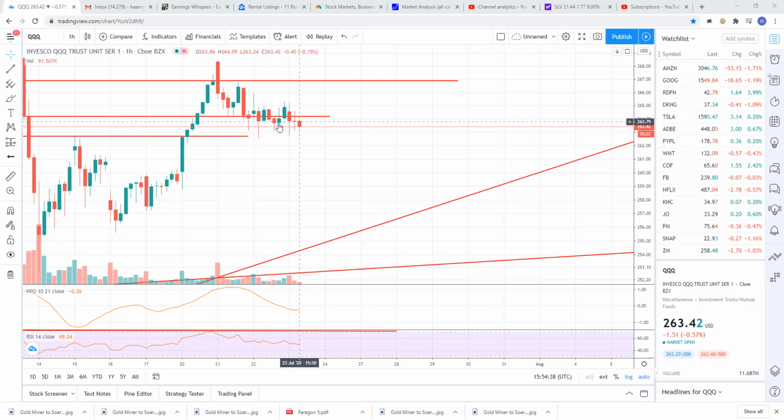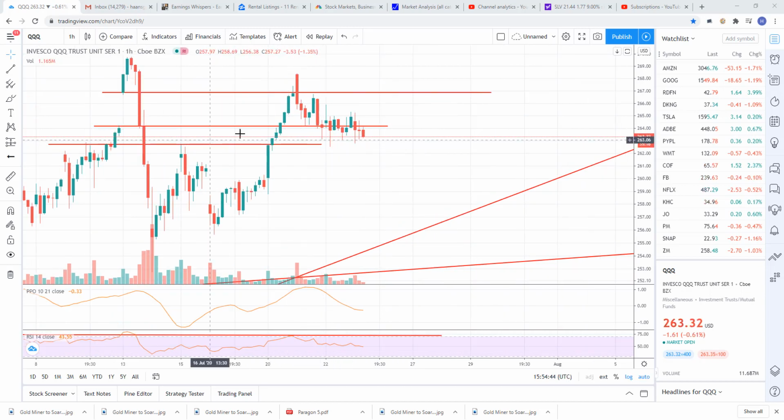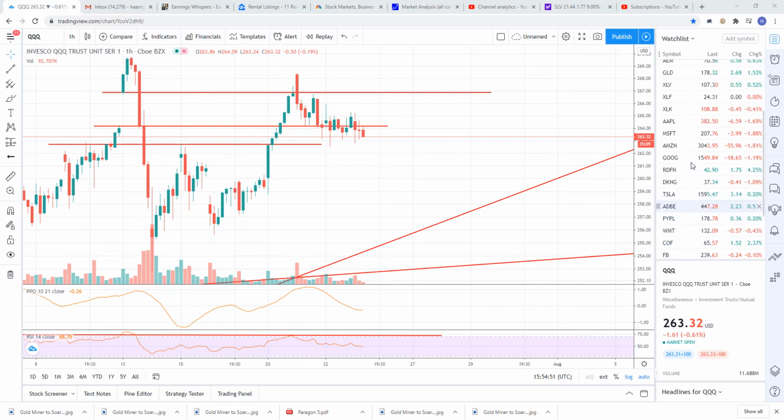We're still within the range that this could pop back up, chop around a little bit more. We need to see a little bit more weakness. But if we're going to start to see it, we should start to see it soon. And we are seeing it in some of these FANG stocks. So let me point that out.